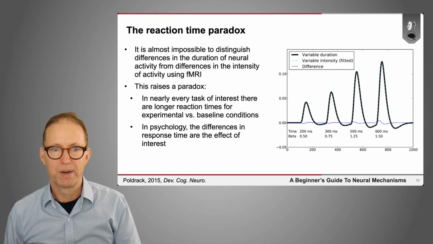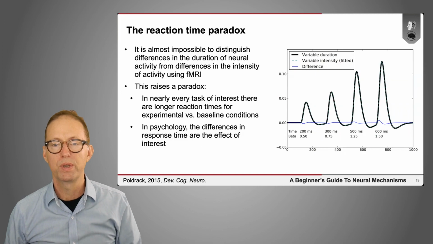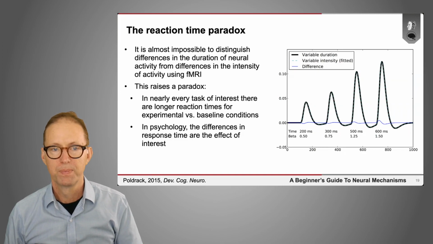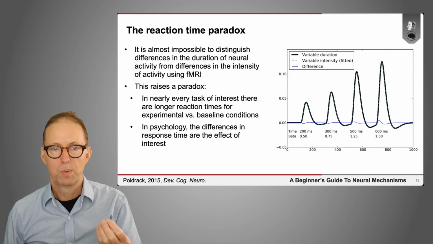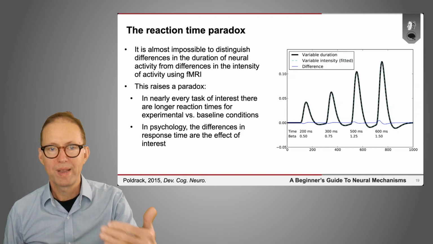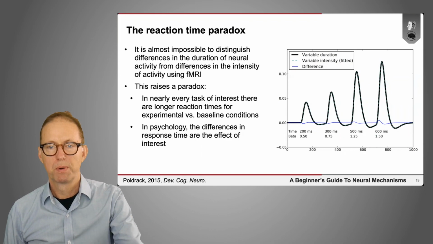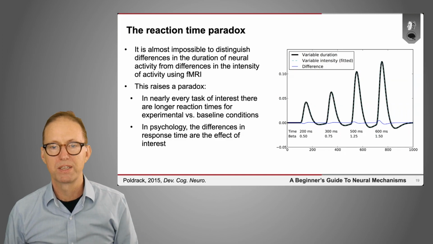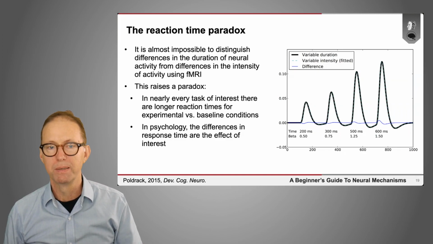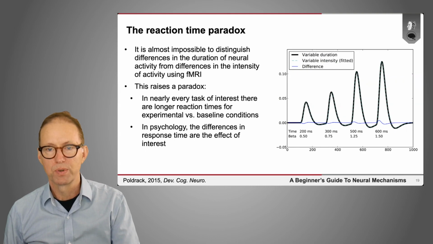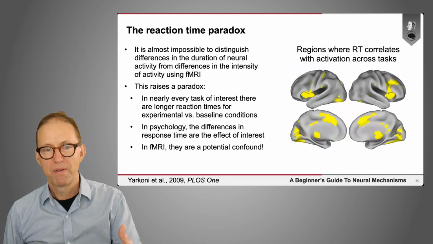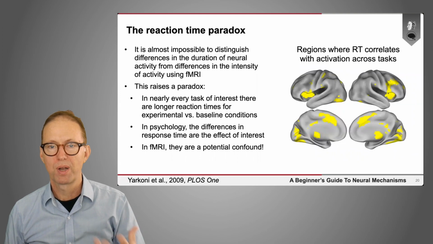And this raises a paradox, which is, in the kinds of tasks that we use in task functional MRI, there's almost always a longer reaction time for our experimental task of interest compared to our baseline condition. And in fact, in psychology, those differences in reaction time are actually the effect of interest. However, in fMRI, they're actually a potential confound.